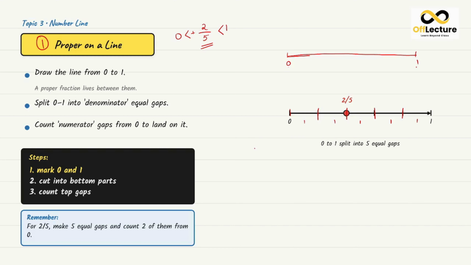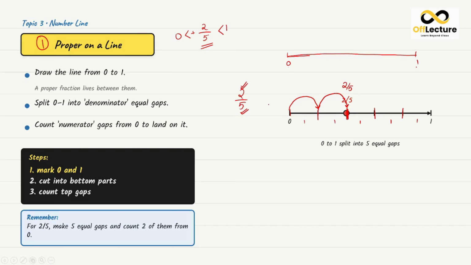Then count from 0 as many gaps as the numerator. So let's suppose this is 2 by 5. We have created 5 equal gaps, and now we count from 0 as many gaps as the numerator. So we will jump from 0 to 1, and then from this to this. So we will reach this point for 2 by 5. This is where your fraction will lie on the number line.